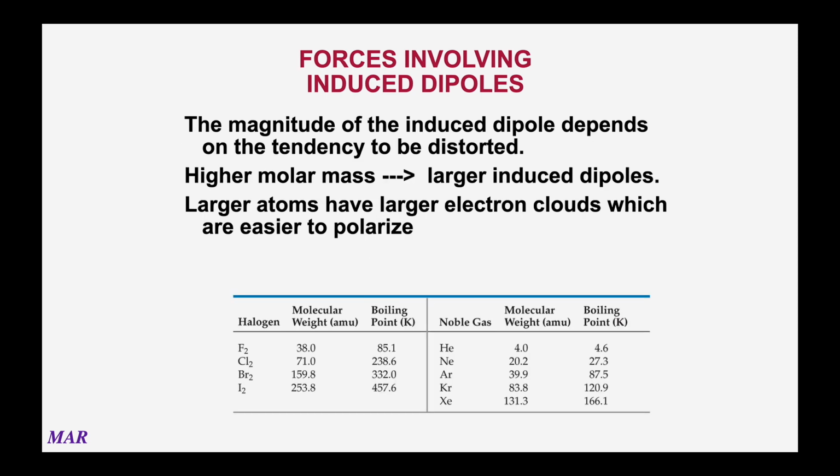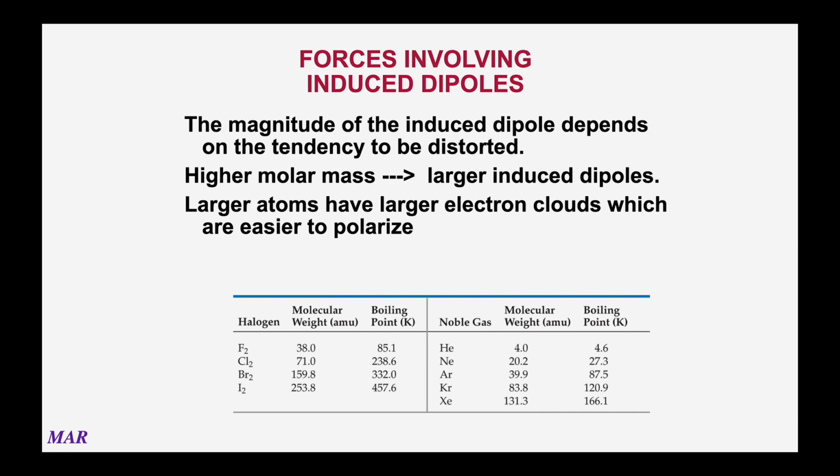Pretty cool. The magnitude of the induced dipole does tend to help to figure out if something's going to be more likely to make a solid or not. And again, higher molar mass will usually have higher induced dipoles, and that's kind of interesting. So if you look down there, on the left-hand side, there's a series of halogens, F2, Cl2, Br2, I2, and those are all nonpolar. And notice how the boiling points increase. So as molar mass goes up, the boiling point goes up too. And all of those intermolecular forces are ID.